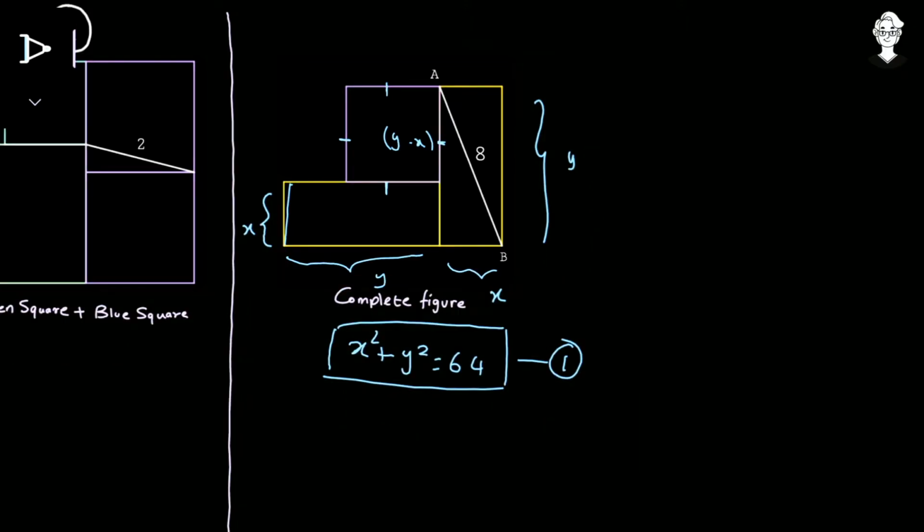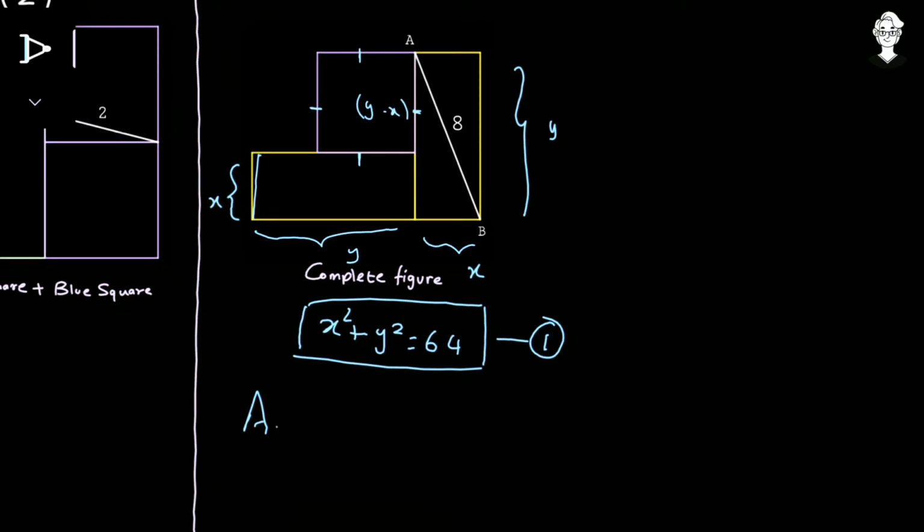Now the third step. In the third step, just write whatever things you have to find. Here we have to find the area of this complete figure. So let us do that. Area of the figure is equal to the area of these two rectangles. The area of one of the rectangles is length into breadth, that is x into y.